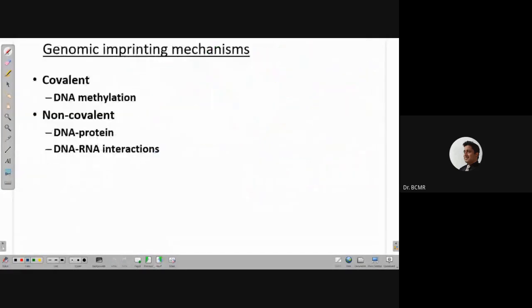Yes. So genomic imprinting can be made. It is an epigenetic modification. It could be of DNA methylation, or covalent or non-covalent ways of DNA-protein interaction or DNA-RNA interactions. But the best understood ones are about DNA methylation, and that is what we are going to discuss today.